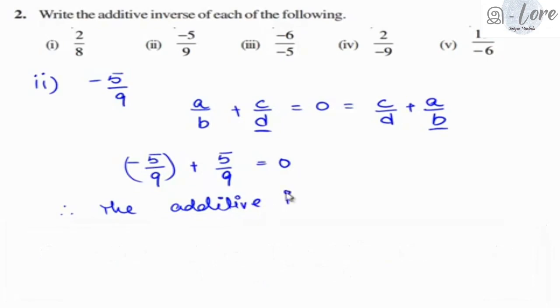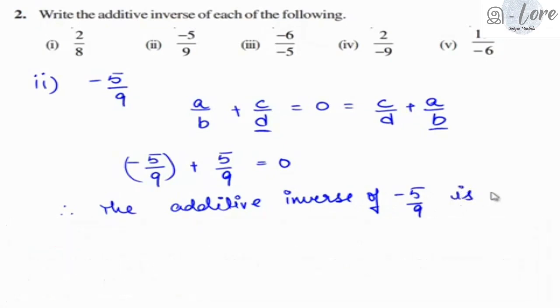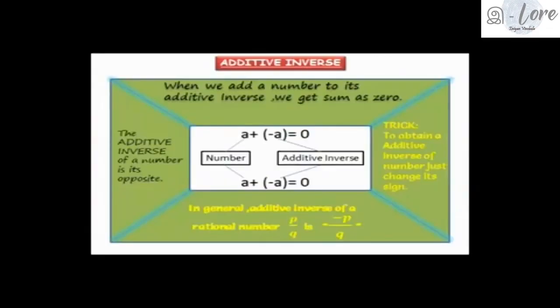Therefore the additive inverse of minus 5 by 9 is 5 by 9.